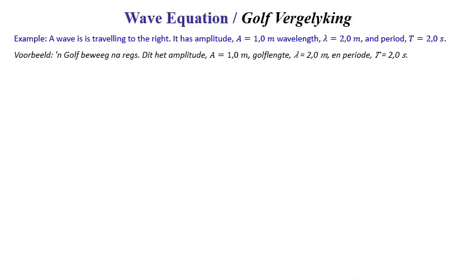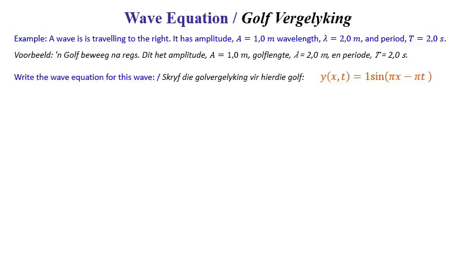Right, let's do a quick example. A wave is traveling to the right. It has an amplitude of 1 meter, wavelength of 2 meters, and a period of 2 seconds. Please write the wave equation for this wave. Pause the video now. Welcome back. So you should have got that. There's your amplitude of 1 and your pi x and minus pi t come from the fact that you had a wavelength and a period of 2. All right, and the minus sign means moving to the right.